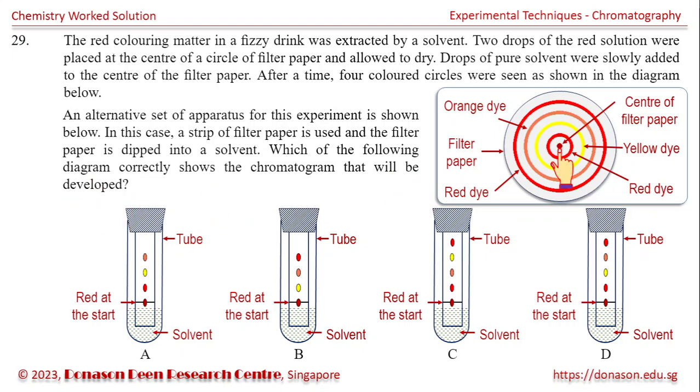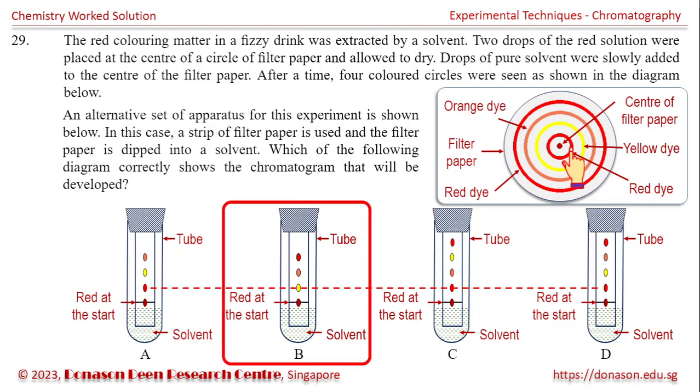This is where the initial drop of the dye was placed in the circular chromatogram. It then began to spread out in circles as the solvent moved outwards. This is the first red dye that is found in the mixture. This dye should correspond to the first red dye above the initial dot on the alternative setup.